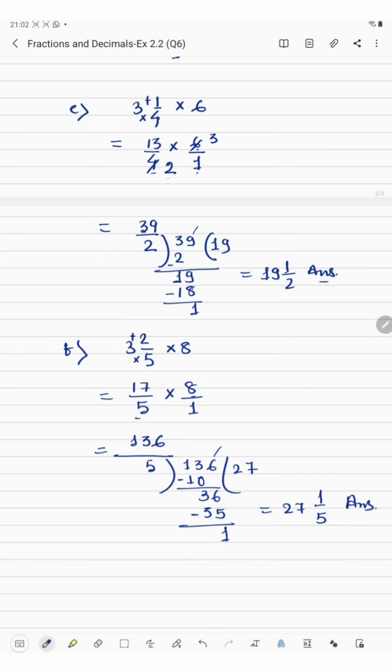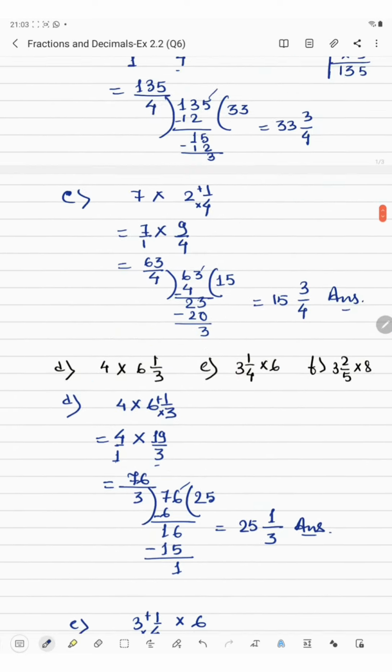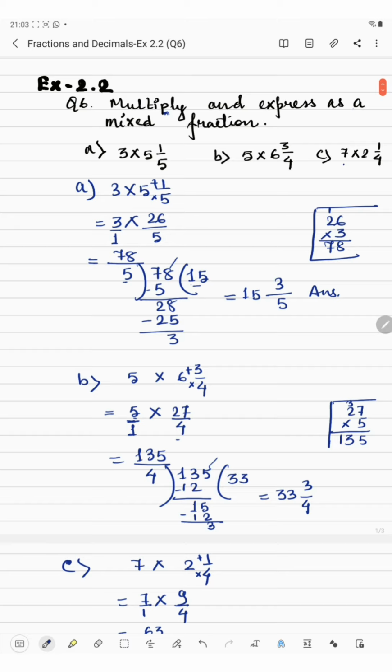Okay. So this way we will have to multiply, and then if we get an improper fraction, we will have to convert it into mixed.